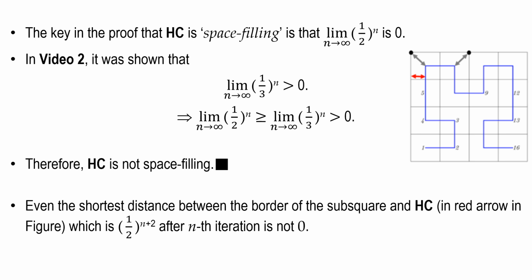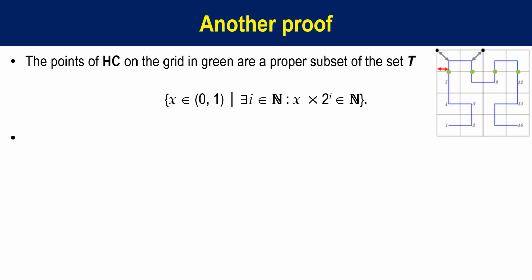Even the shortest distance between the border of the subsquare and the Hilbert curve, the red arrow in the figure, is not 0. And we have another proof. The points of the Hilbert curve on the grid in green are a proper subset of the set T, which is the set of elements x in the unit interval where x multiplied by 2 to the power of i is a natural number.